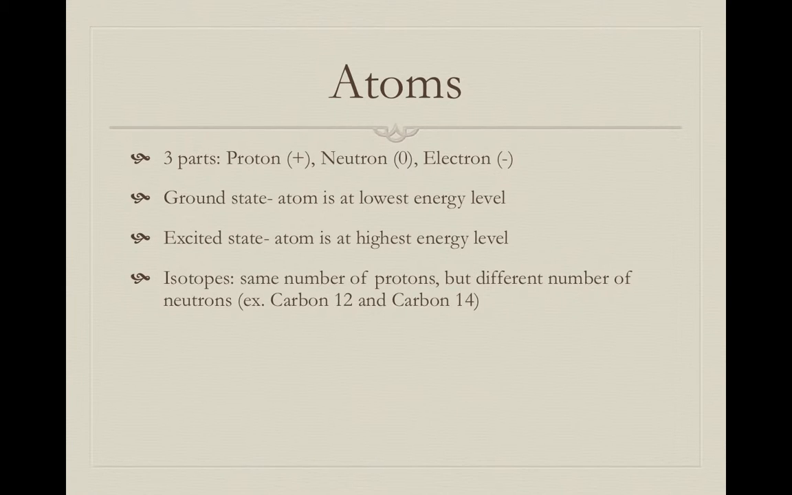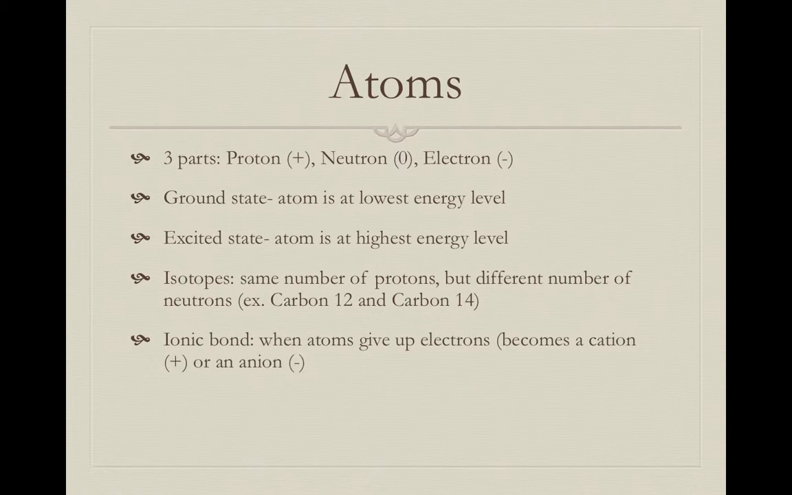Isotopes. Isotopes are basically elements that have the same number of protons but different number of neutrons. So for example, we have carbon-12 and carbon-14. They both have 6 protons, which makes them carbon, but they have different numbers of neutrons. Carbon-12 has 6, carbon-14 has 8. So basically the atomic mass changes, but it's still carbon.